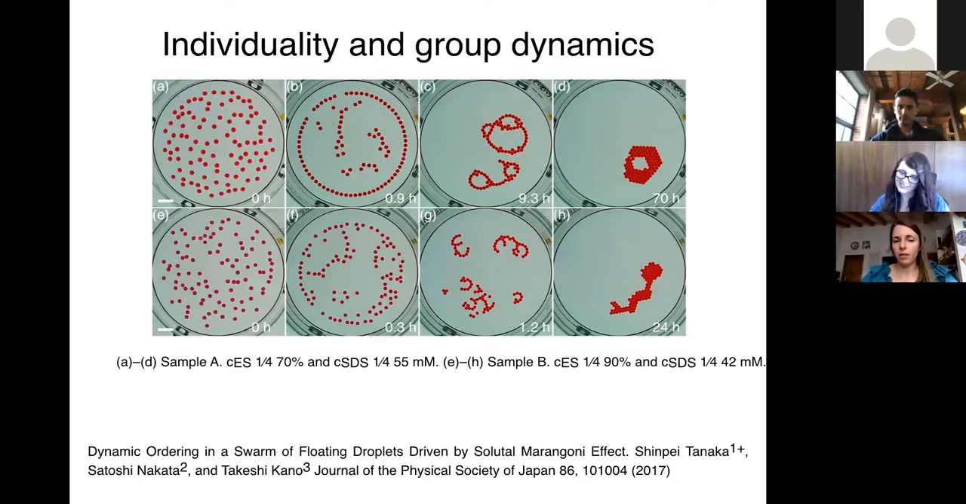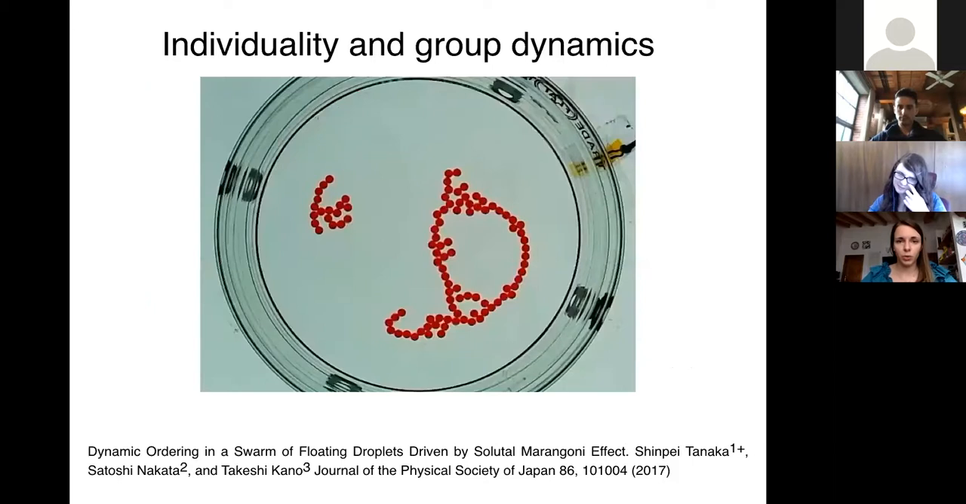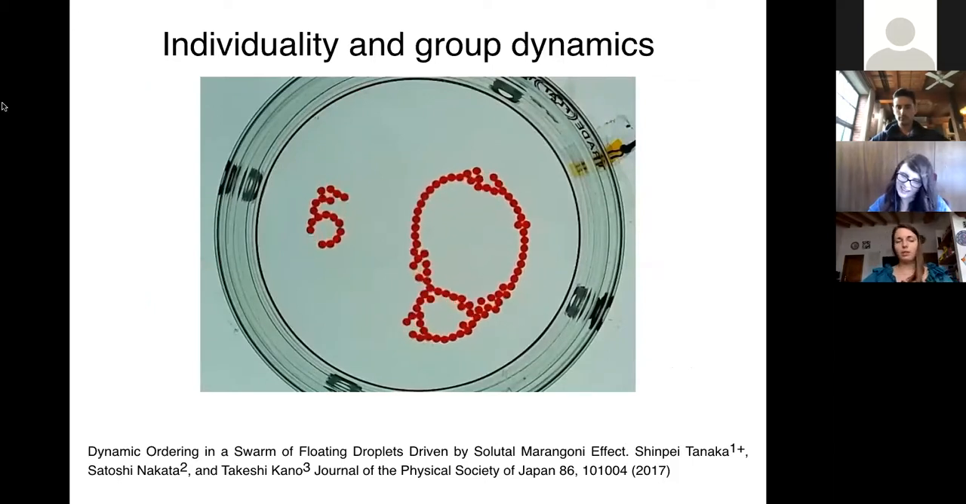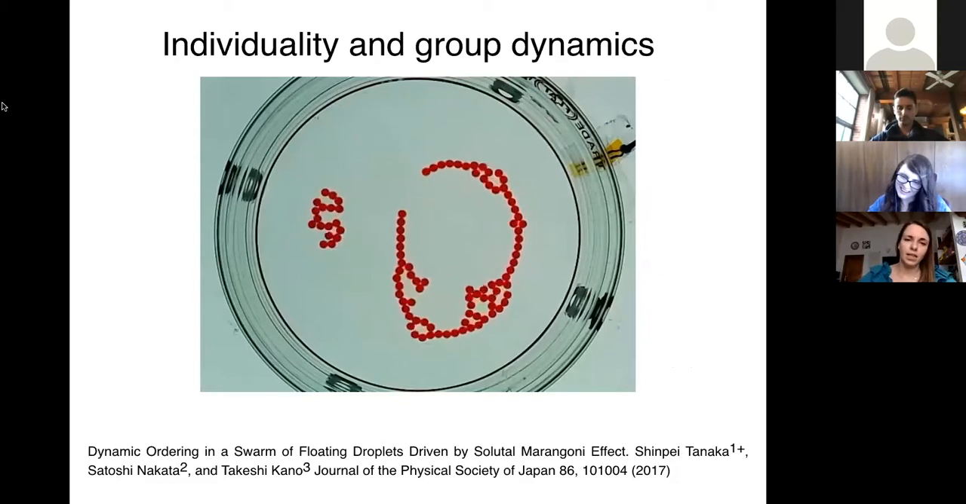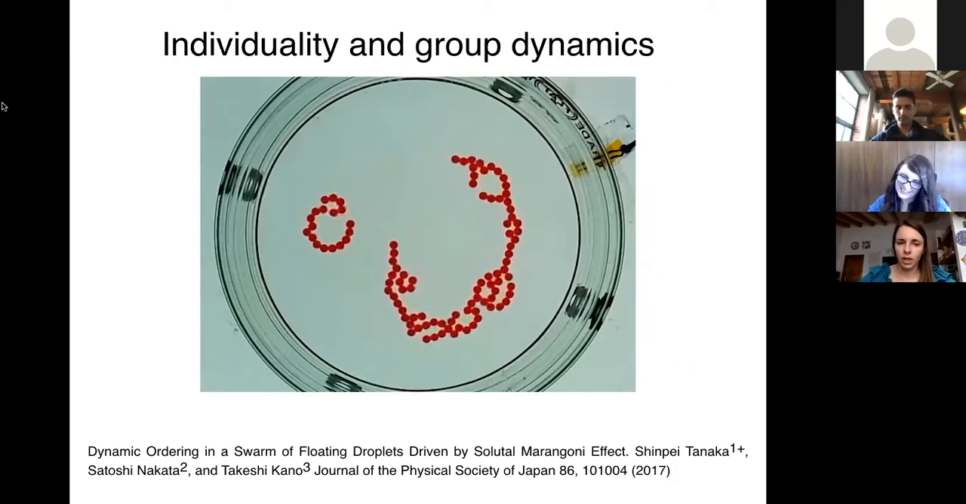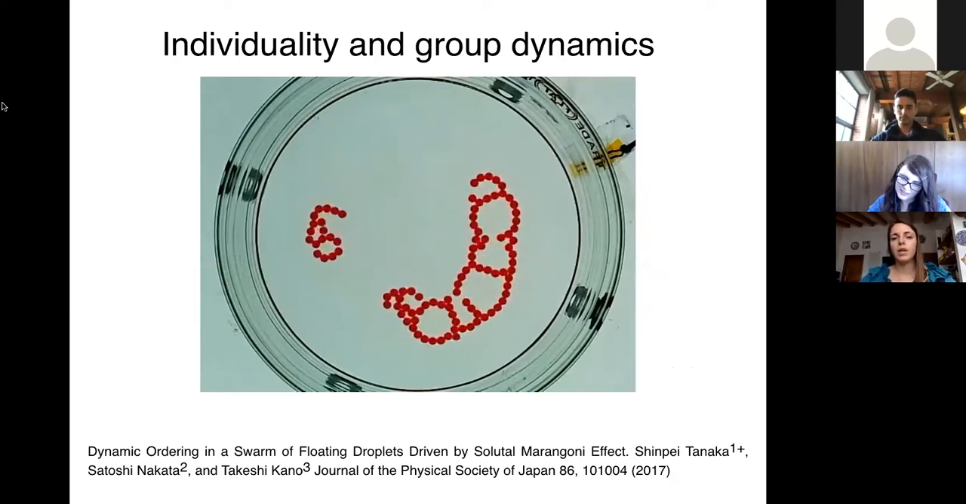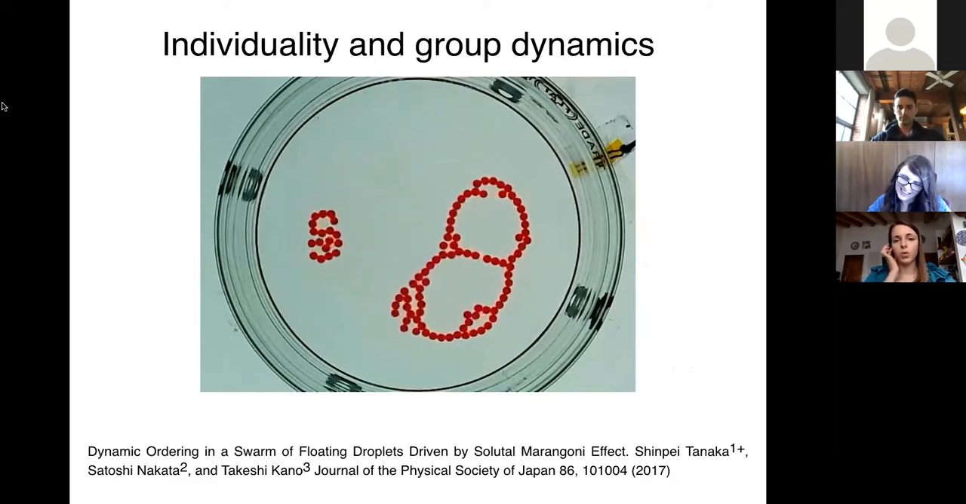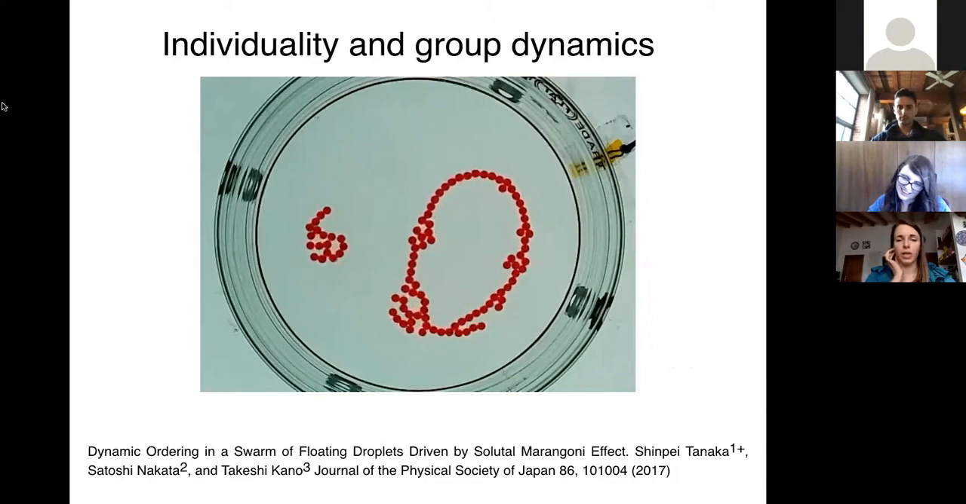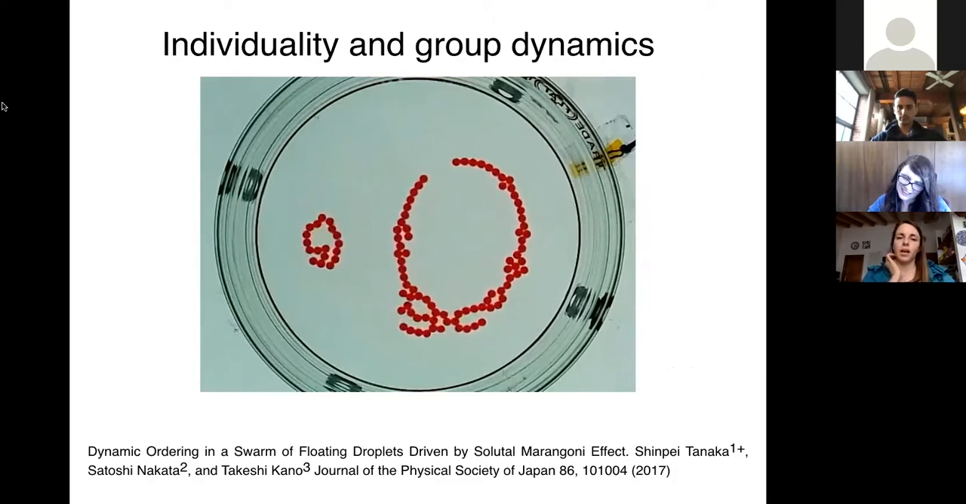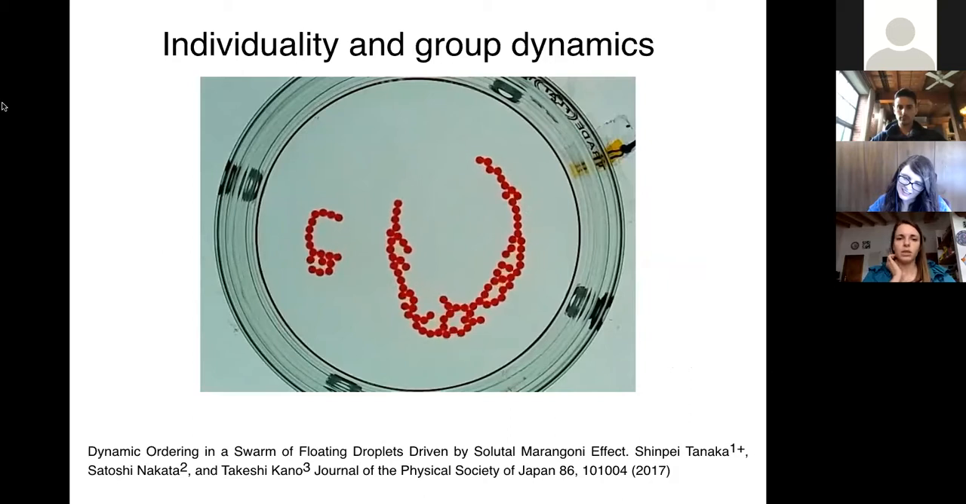I even have a video of these structures that Shinpei shared with me. Here you see that when the droplets are charged inside the Petri dish, and so when the system is taken out of equilibrium, the structures of the droplets start to form. The droplets aggregate in this circular structure that then, a second time, collapses and forms other ones.